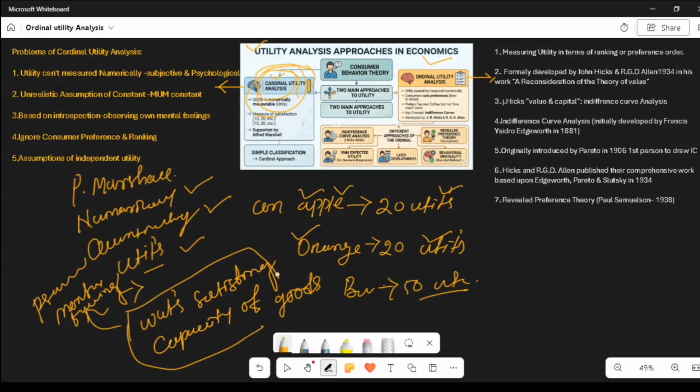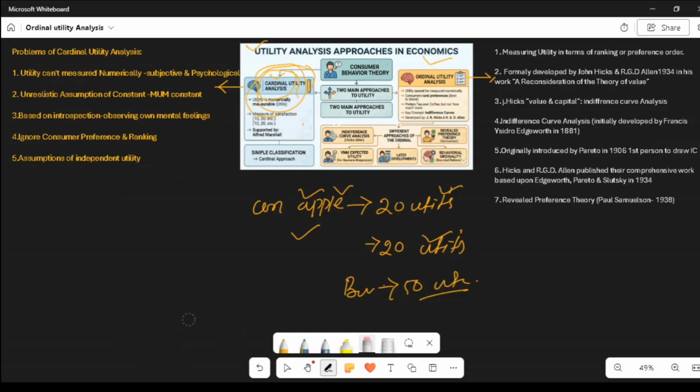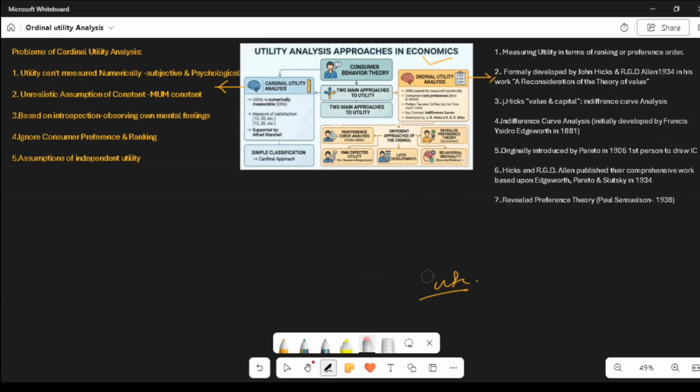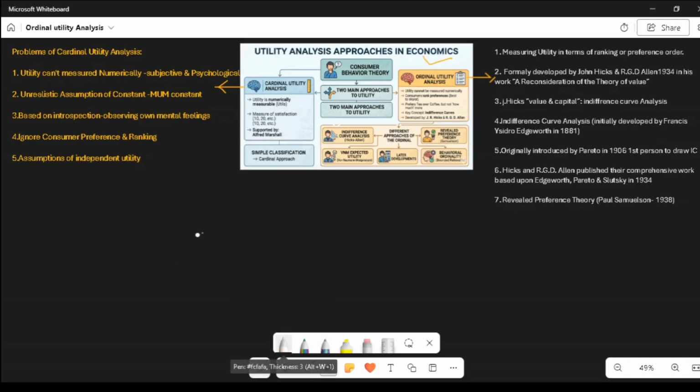So let's talk about what the problems of cardinal utility are and how these problems created situations in which different economists further developed a model, another approach, which is known as the ordinal utility analysis approach. So let's talk about the different problems of cardinal utility analysis. So what are the problems? First problem: utility can't be measured numerically.